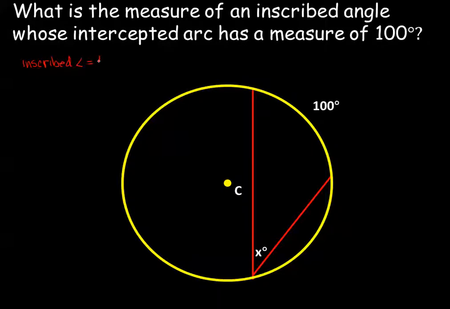So my inscribed angle is going to equal 1/2 of the intercepted arc. See how much easier it is when we use letters to identify? There's not quite as much writing. So my inscribed angle is x degrees. It's going to equal half of 100 degrees. So that's pretty simple. X is going to equal 50 degrees. So you come down here, this is 50 degrees. It's pretty simple.